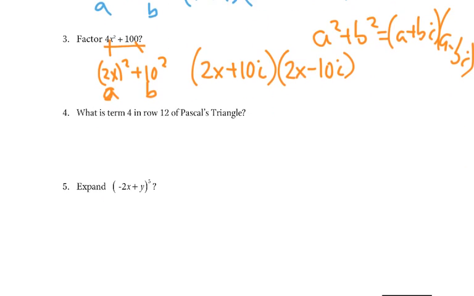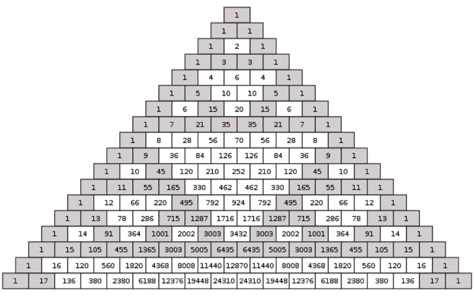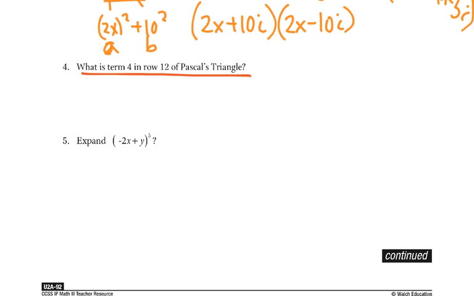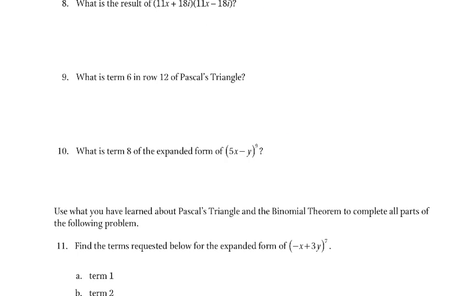Okay, so now 4 and 5, we're going to be using Pascal's triangle and the binomial theorem. So what is term 4 in row 12? So let's bust out a triangle. So remember, we start with row 0, so 0, 1, 2, 3, 4, 5, 6, 7, 8, 9, 10, 11, 12. Okay, and then term 4. Remember, we start with 0, so 0, 1, 2, 3, 4. So the fourth term would be 495.